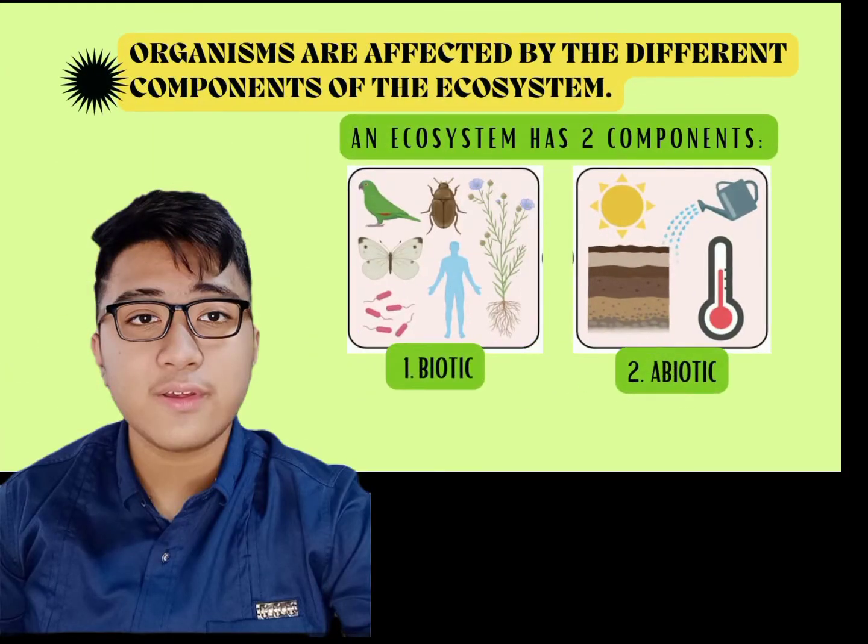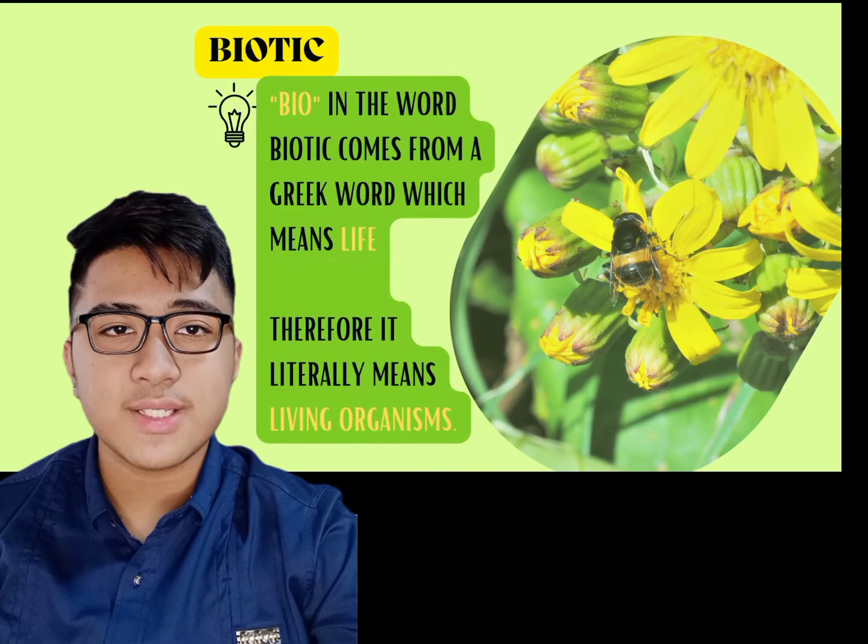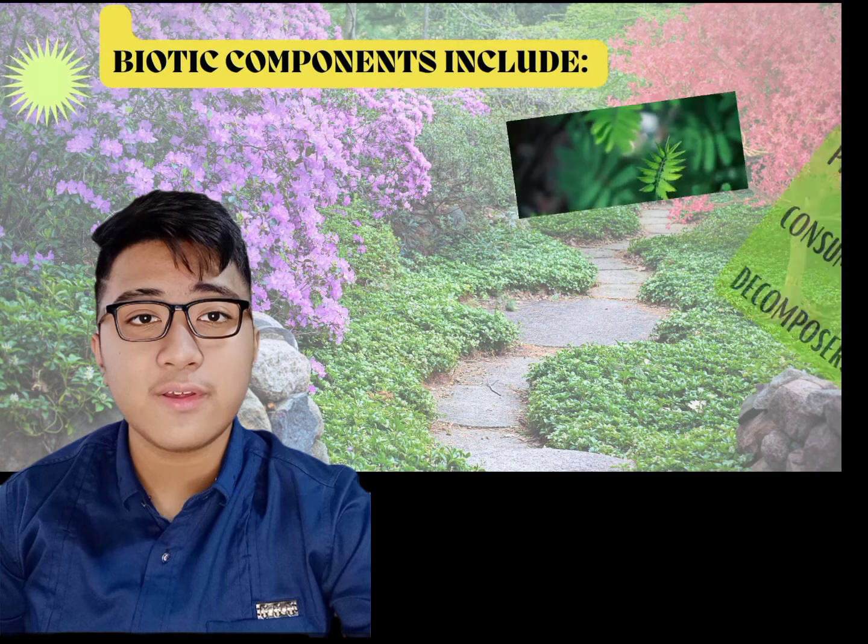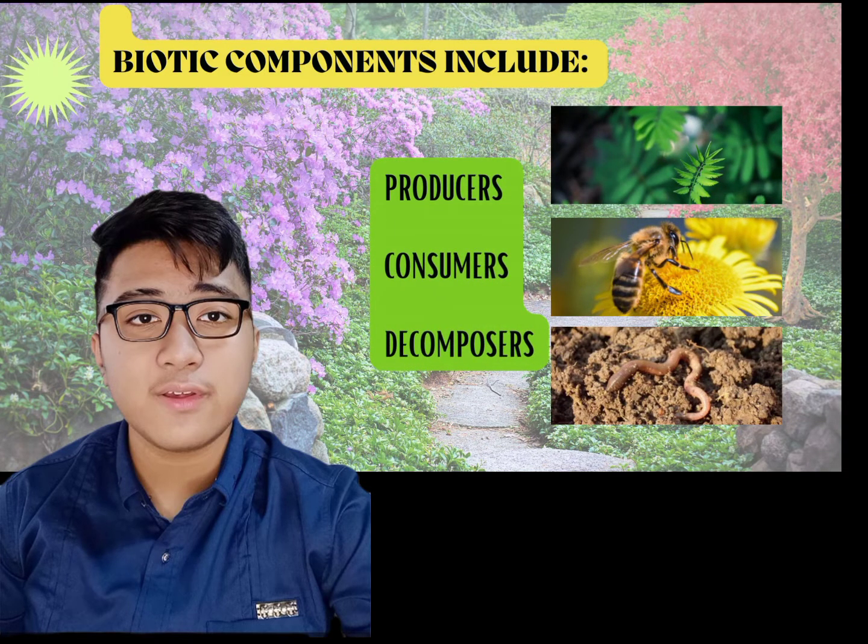Organisms are affected by the different components of the ecosystem. An ecosystem has two components, biotic and abiotic. The biotic components: bio in the word biotic comes from the Greek word which means life. Therefore, it literally means living organisms. Biotic components include all living organisms found in an ecosystem. They include producers such as plants, consumers such as bees and birds, and decomposers such as earthworms and fungi.